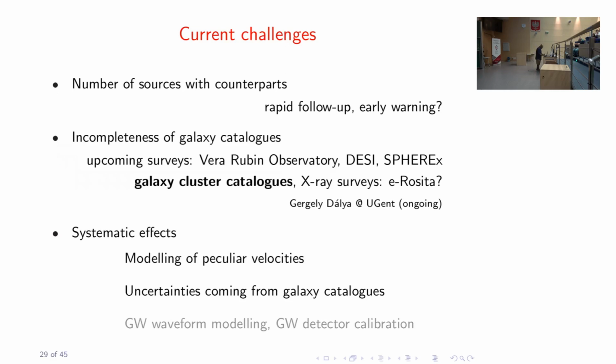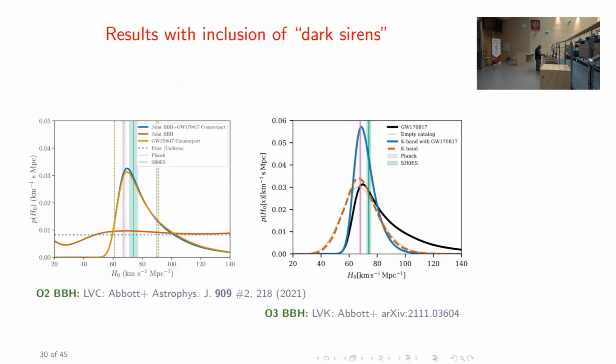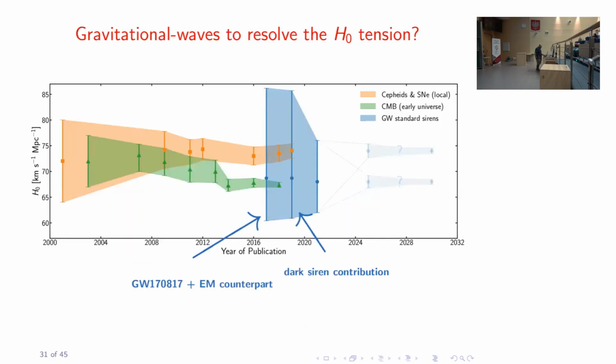I talked about systematic effects already. So, who knows? This was the improvement with galaxy catalogs of the order of 10 detections. This is the improvement of the order of 90 detections. And who knows? Maybe we will be able to shed light on the Hubble tension 6 or 8 years from now.